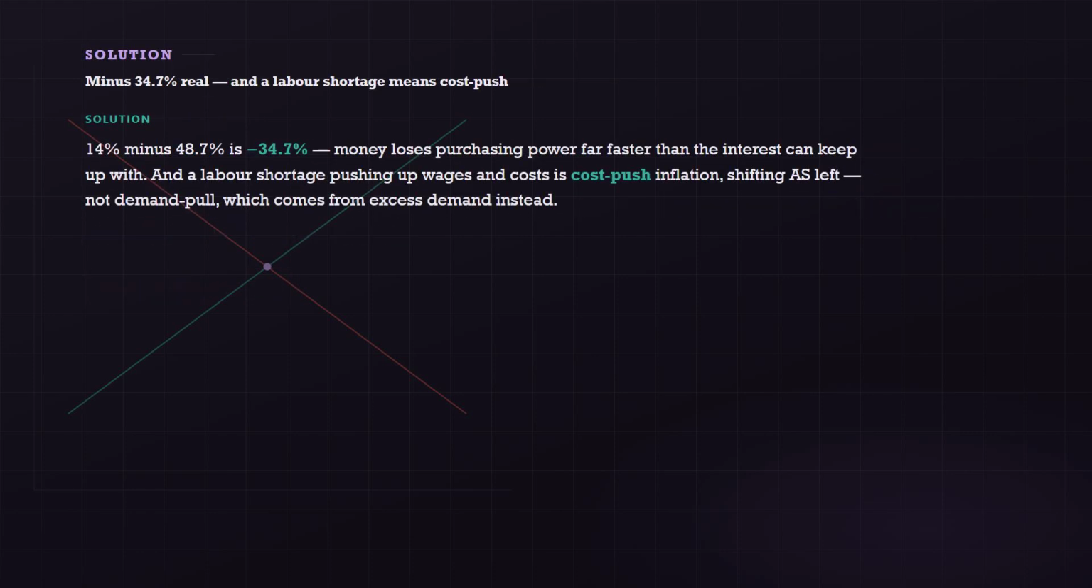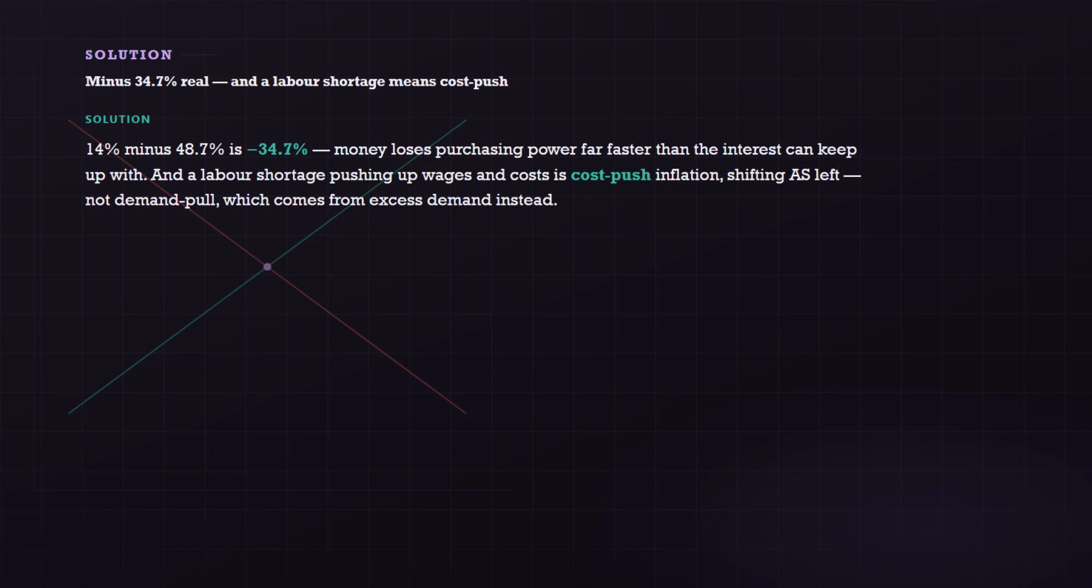Here is the solution. The real interest rate is the nominal interest rate minus the rate of inflation. 14% minus 48.7% is minus 34.7%. A real interest rate, this negative, means that even while earning 14% in nominal terms, money is actually losing purchasing power far faster than that interest can keep up with. Savers are losing real wealth.